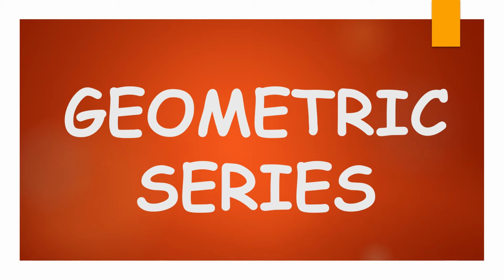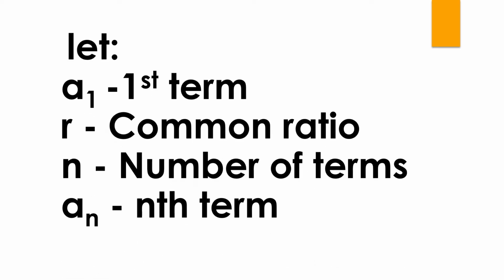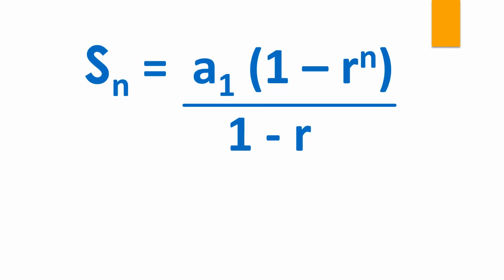Good day everyone. This time, we are going to add or get the sum of the first n terms in a geometric sequence. Let a sub 1 be the first term, r the common ratio, n is the number of terms, and a sub n will be the nth term. The sum of the first n terms in a geometric sequence is obtained by a sub 1 times 1 minus r raised to n all over 1 minus r, where r is not equal to 1.